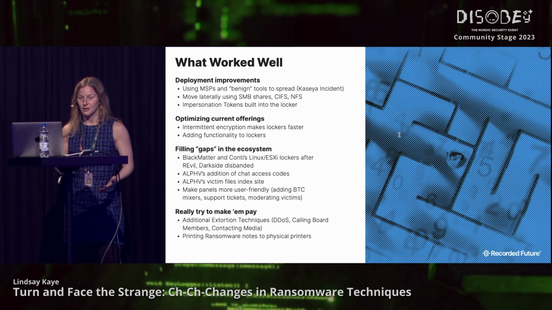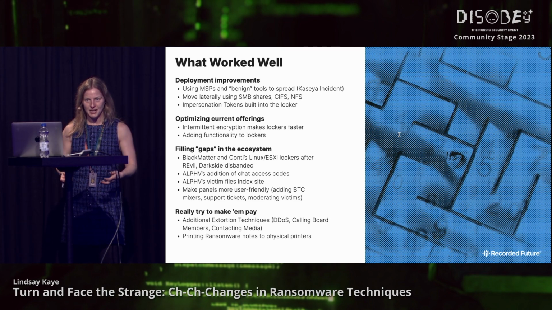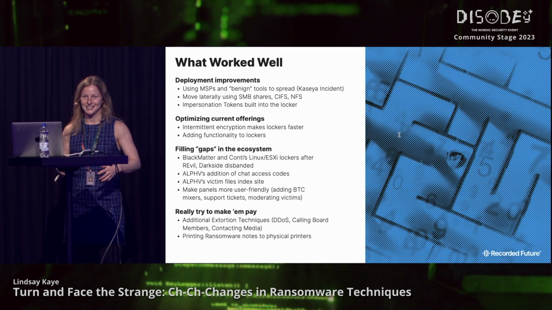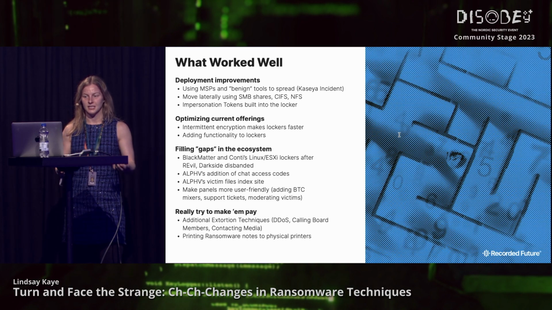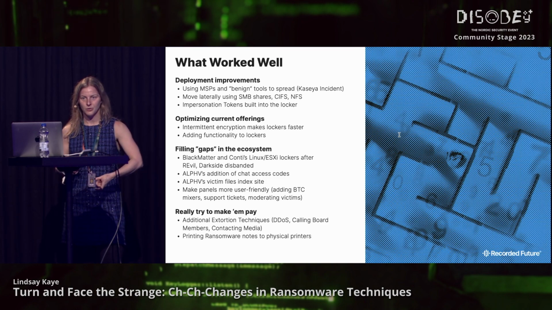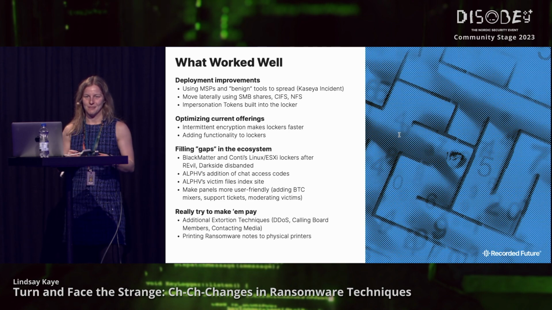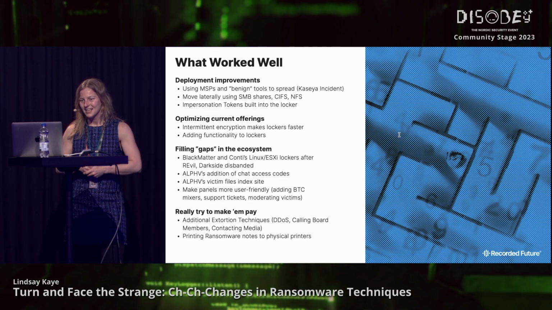Next, it's always helpful to fill gaps in the ecosystem. So after REvil and DarkSide disbanded due to a couple of high-profile attacks on JBS Foods and Colonial Pipeline, if you remember those, we saw BlackMatter and Conti also put out Linux and ESXi lockers to fill that gap. Then we saw ALPHV add in something called a chat access code, which I'll talk about later, to minimize the threat of chat hijacking.